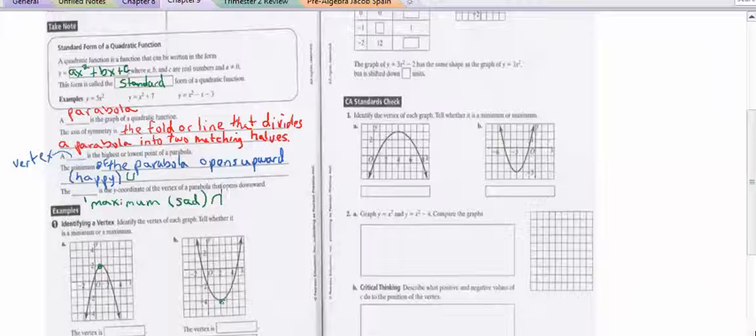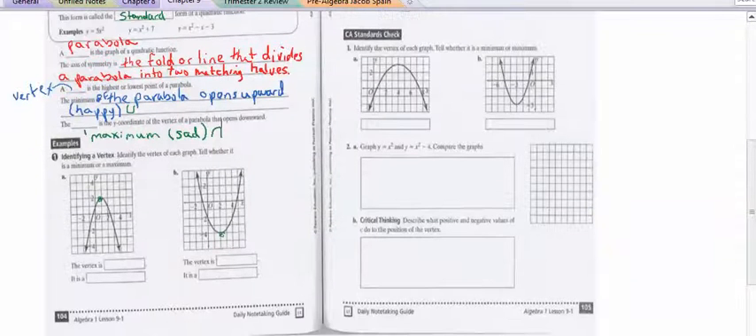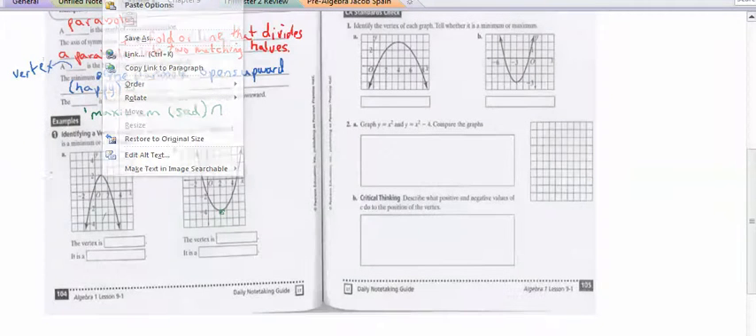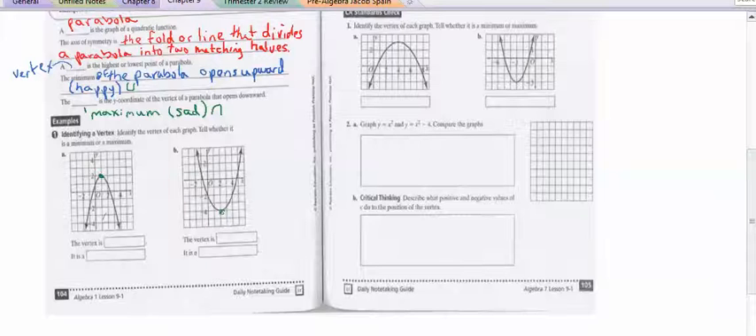Now we're going to do a little bit of practice on this. We are going to identify the parts of this graph. The vertex is the highest or lowest point. Here is the highest point of this parabola. What's the ordered pair? 1, comma, up 2. So it's 1, comma 2. Remember, it's an ordered pair. Because it's a sad face, it's a maximum.